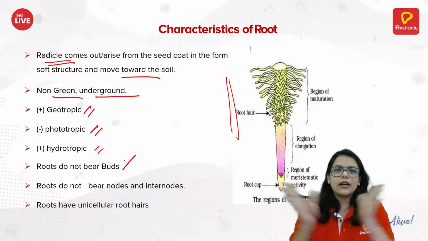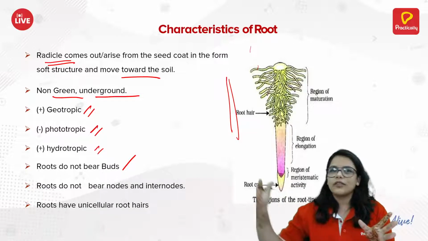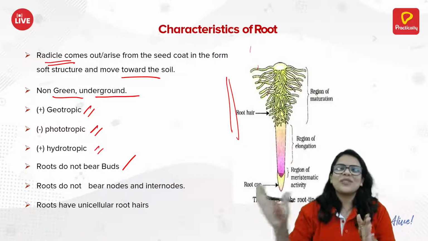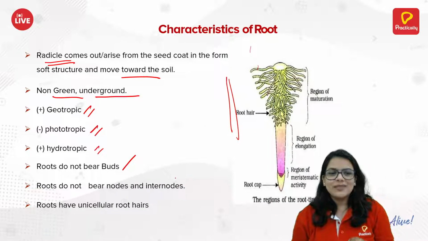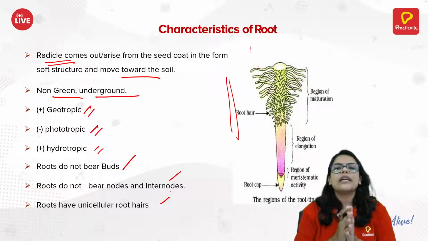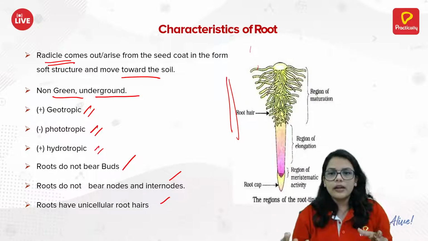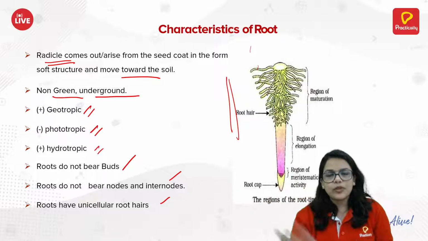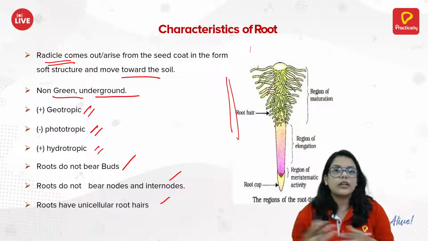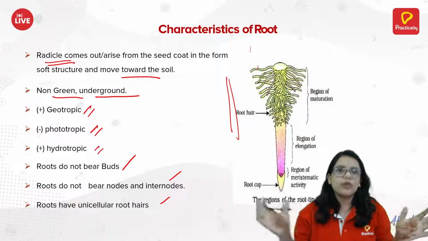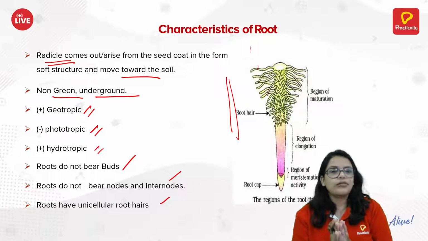Okay, nothing is coming out of the roots. Roots are just roots. Roots are not giving birth to plants, or to leaves or flowers or anything, so they do not bear any buds. They do not have nodes and internodes, and they have unicellular root hairs. Unicellular root hairs are there mostly for protection, sometimes for absorption of water and everything. Root hairs themselves have a lot of functions.